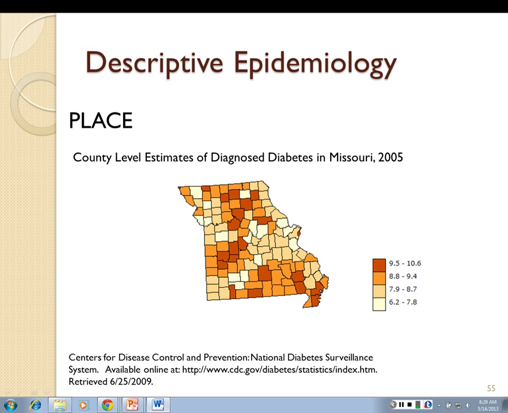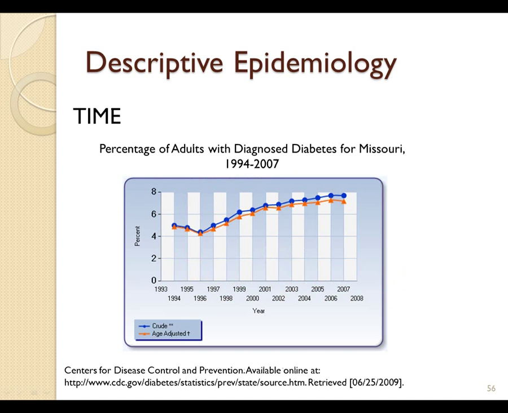When we're talking about descriptive epidemiology, we also like to talk about time. Remember, it's person, place, and time. So we can also examine the prevalence of diabetes across time. And we can see from this figure that the prevalence of diabetes has been increasing steadily since 1996-ish.